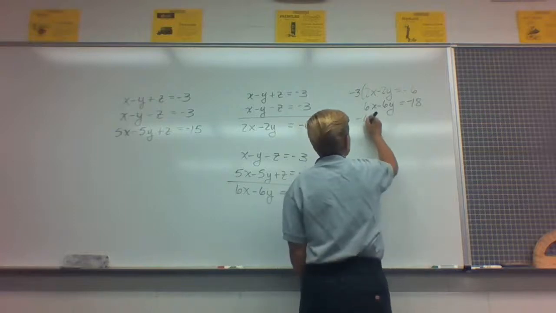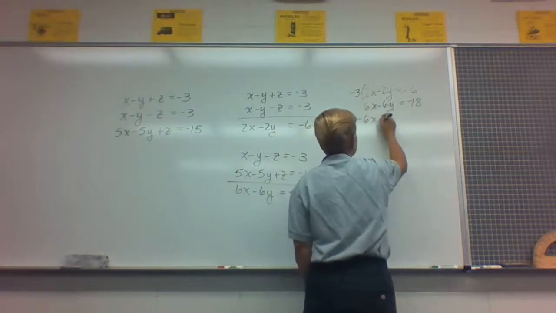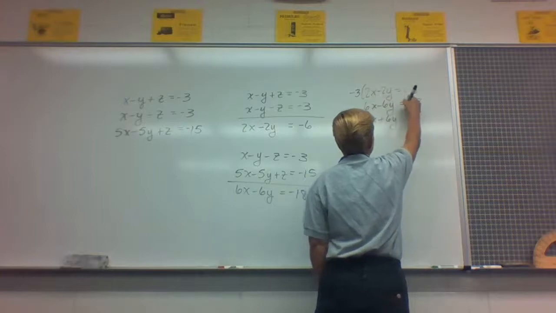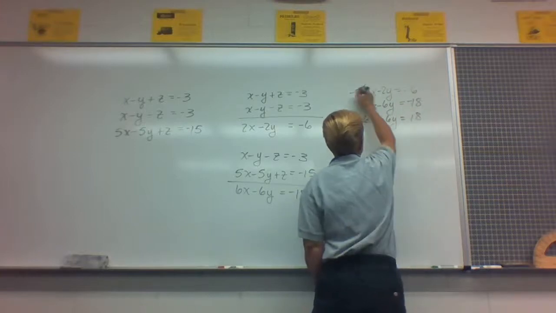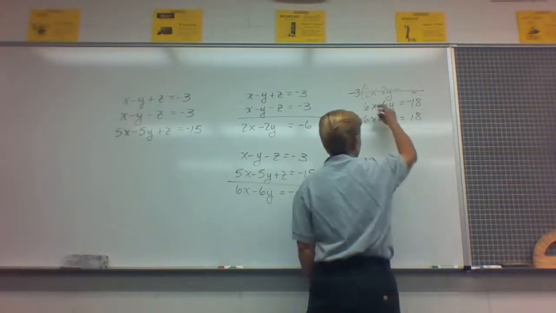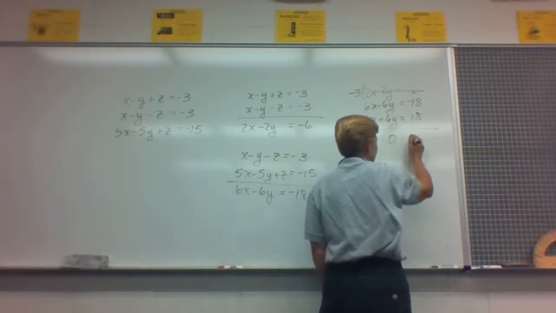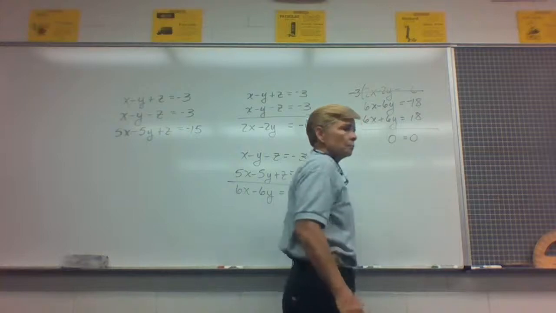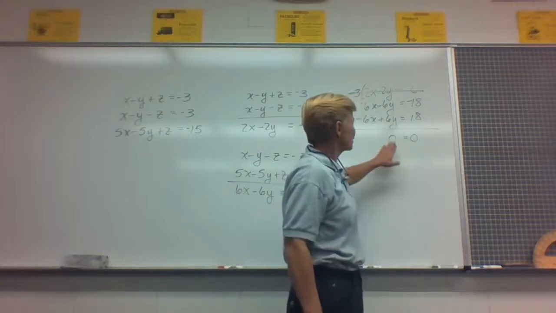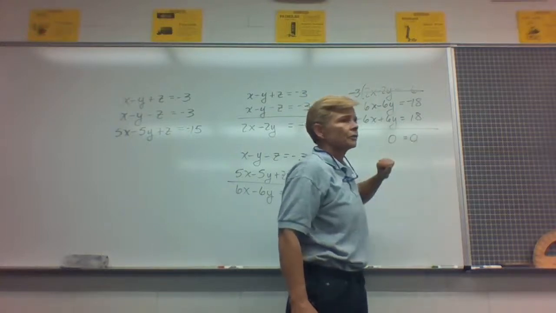And I get -6x plus 6y equals 18. I don't need this one anymore, and I add those together, and the x's add out like we designed, but so do the y's. And so do the constants. So it's infinite, because 0 always equals 0.